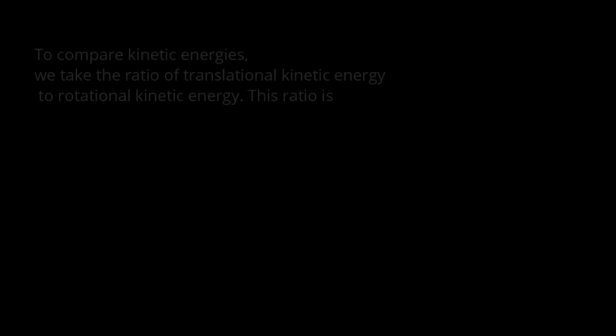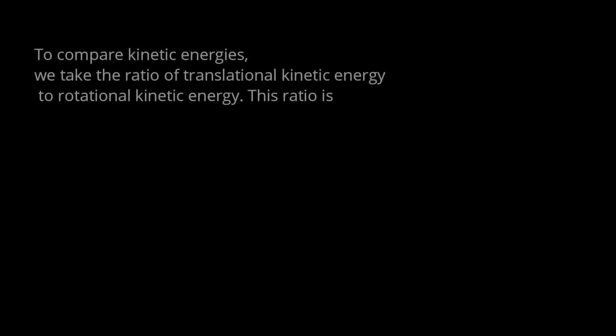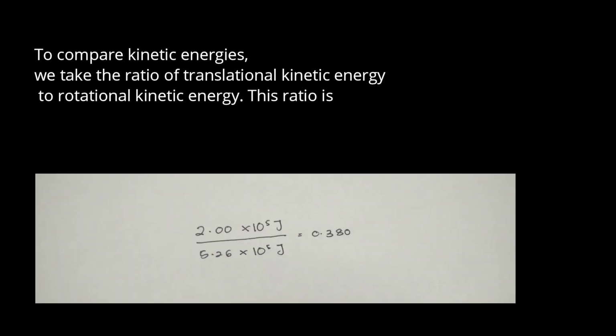To compare kinetic energies, we take the ratio of translational kinetic energy to rotational kinetic energy. This ratio is 2.00 × 10^5 joules over 5.26 × 10^5 joules. So the answer is 0.380.